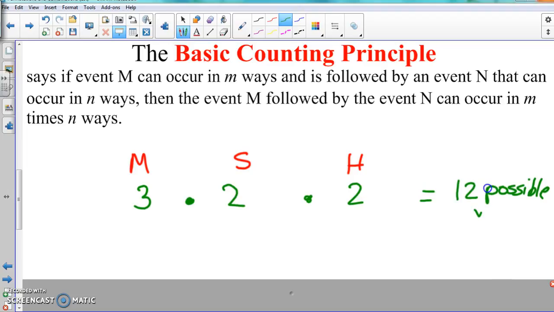So what's going to happen is we're never going to do the tree diagram because our numbers are going to be so huge later on. So what we're always going to do is the basic counting principle. That's the biggest part, the most important part there. Okay, so we're going to go into an example where we use the basic counting principle and go from there.